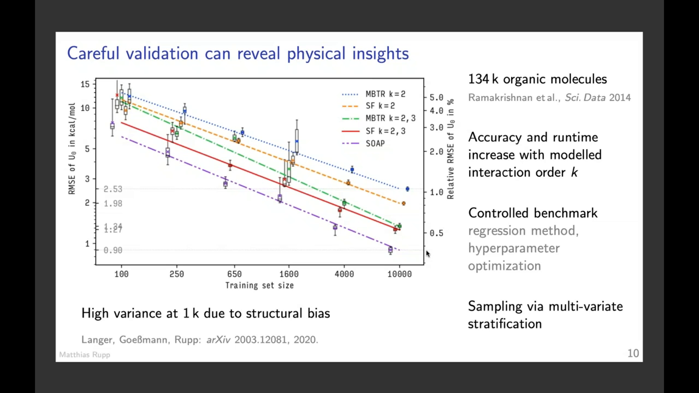And if you do that in a careful benchmark, that is what I wanted to say on the previous slide, this multivariate stratification can help you remove this type of bias that I showed on the previous slide. And if you do this very careful benchmarking, you see clear physical effects between the different representations. I will refer you to the preprint for details, but you see what you expect. The higher the interaction order between pairs, triplets or quadruplets of atoms that you model, the better your error becomes, and the higher your computational cost becomes. What you would expect, but you can clearly see it in the data if you do careful benchmarking.